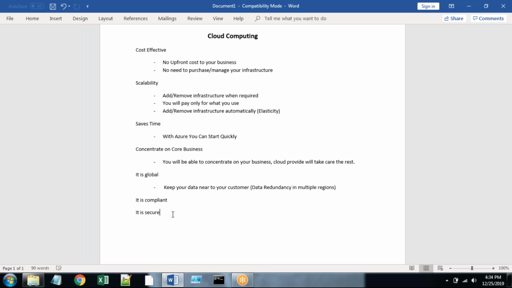So this is how Microsoft Azure is helping you manage your business in terms of multiple benefits. These are the major benefits that you can consider.